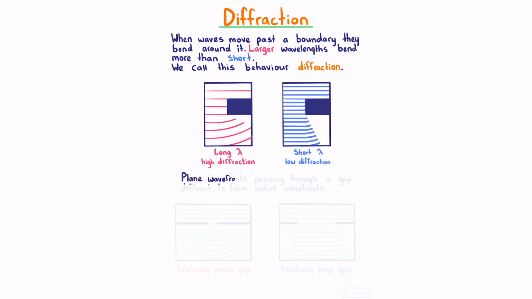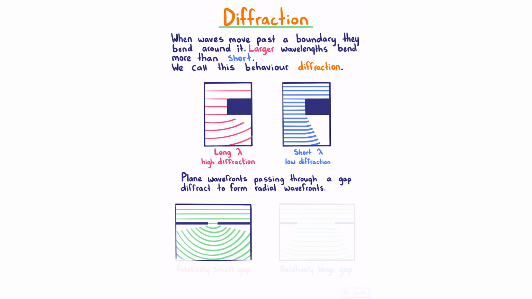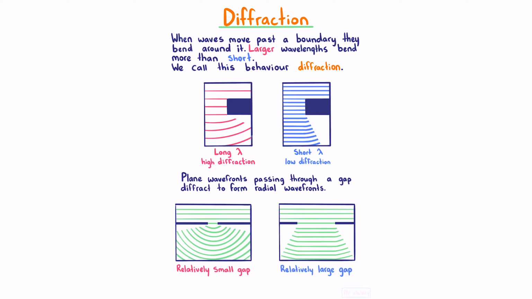Plane wavefronts passing through a gap diffract to form radial wavefronts. So if we imagine plane incoming waves passing through a small gap, we're going to see those wavefronts spread out into radial patterns. For this relatively small gap, we're going to observe more diffraction than we would for a larger gap.